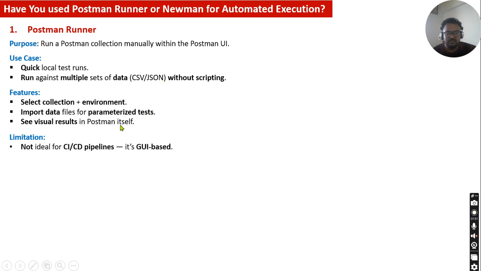See the visual result in Postman itself. At the end of the execution it will show all the APIs that have been run, which passed, which failed, what time it took, and what validations or assertions you have written in the test section passed or failed, all that information. Okay, but what is the limitation of Postman Runner? It is not ideal for a CI/CD pipeline, because it is only a GUI-based tool for Postman, which helps us see the result upfront on the UI side.